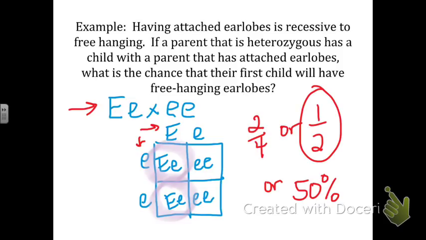So this question is asking what is the chance that their first child will have free hanging earlobes, which is the dominant condition. So of the 4 boxes, 2 of them are showing the dominant condition, so it's 2 out of 4, or you could simplify that to a 1/2 chance. Another way that you could give a chance is as a percentage. So a percentage would be an acceptable answer for this one. So saying a 50% chance of the child having free hanging earlobes is also an acceptable answer.